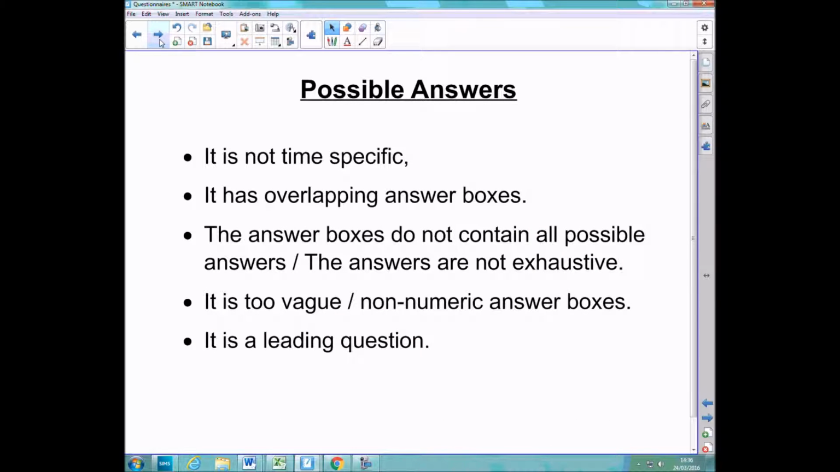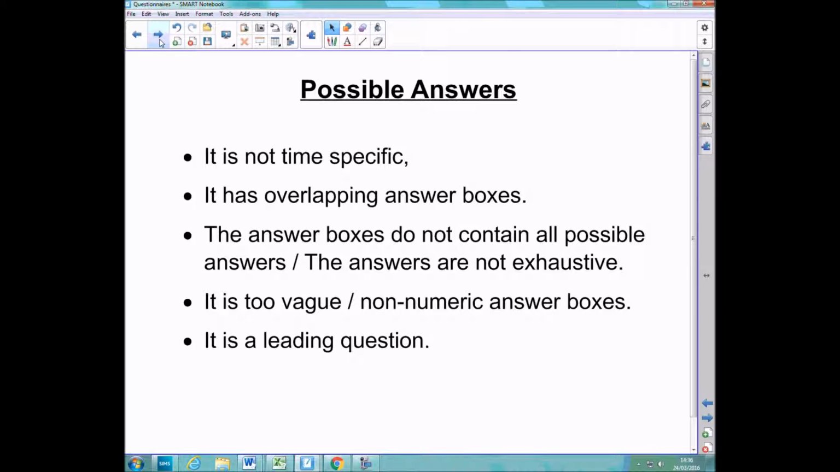Okay, so for that last example, there are a couple of set answers that you can put in and learn. I've put them in order of how commonly I've seen these questions come up. So the most common answer is that it's not time specific. Okay, if you remember, that was the one that didn't have a time frame. The second one is the overlapping answer boxes. The third one is that the answer boxes do not contain all possible answers. That was the one where we didn't have an 8+ option. So the answers are not exhaustive.